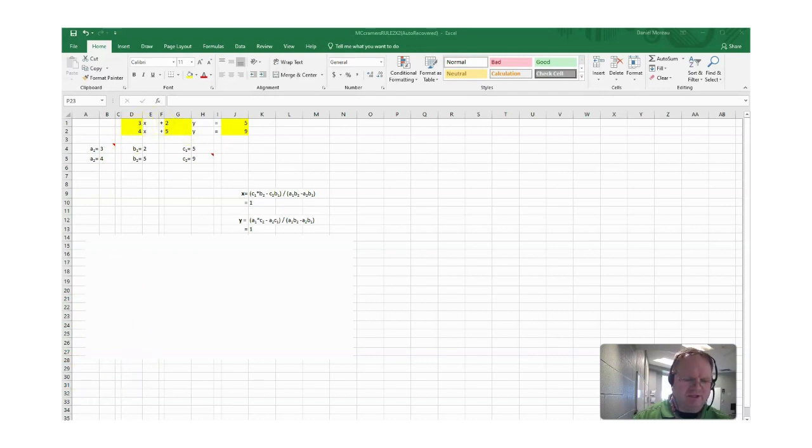So for instance, changing 3 into 4, 2 to 7, 5 to 15, 4 to 6, 5 to 6, and 9 to 18, I am now able to see the new solution of x equals 2 and y equals 1.